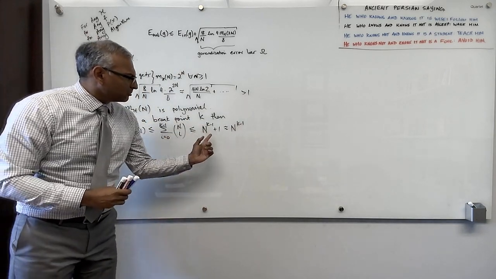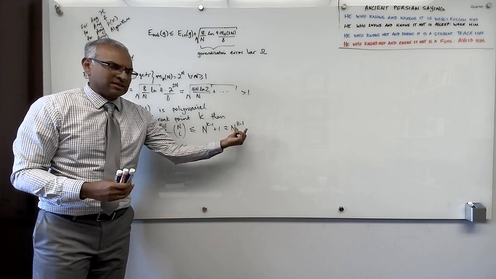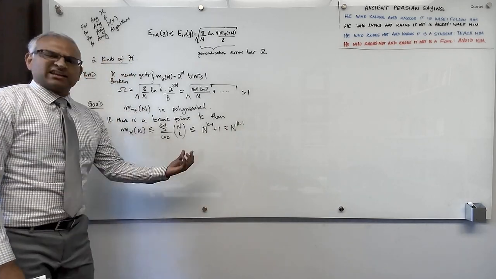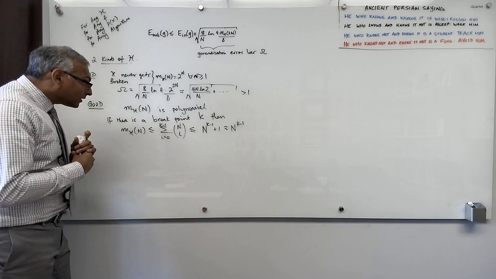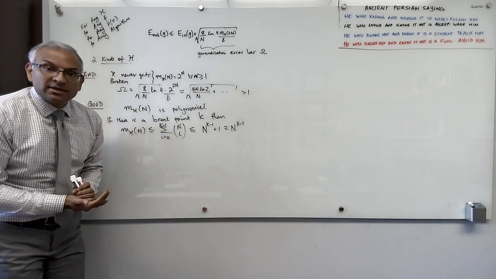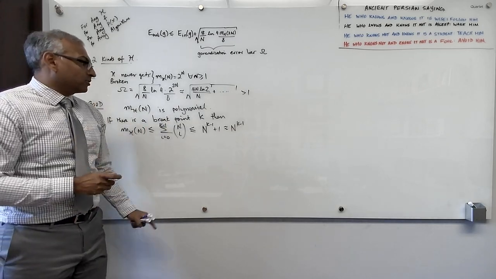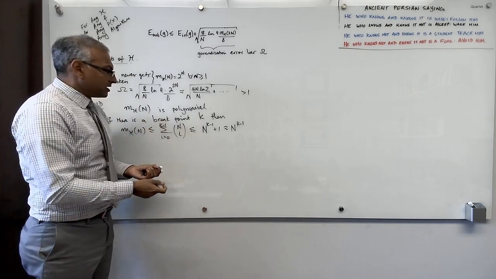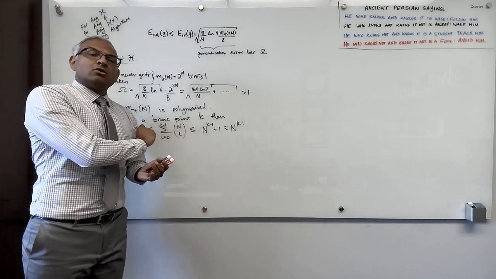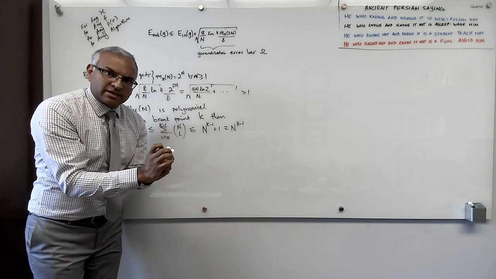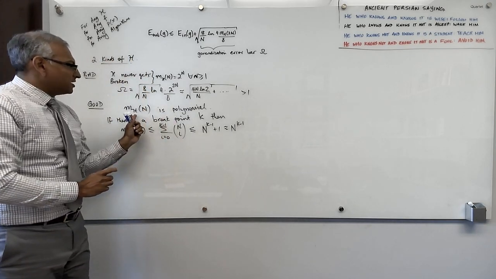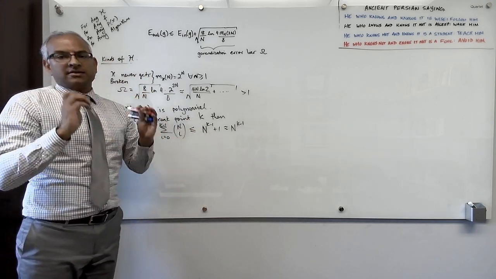So it's a polynomial of degree, roughly speaking, k, technically k minus 1. And what is a breakpoint? A breakpoint is a number of data points such that no matter how you arrange those data points, the hypothesis set H cannot shatter that data set.